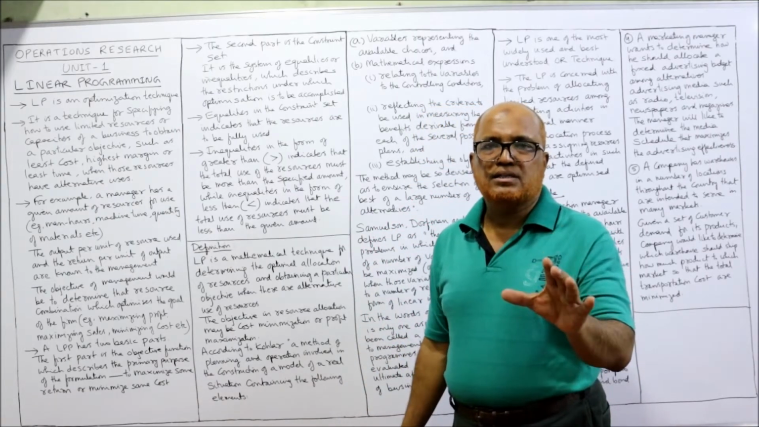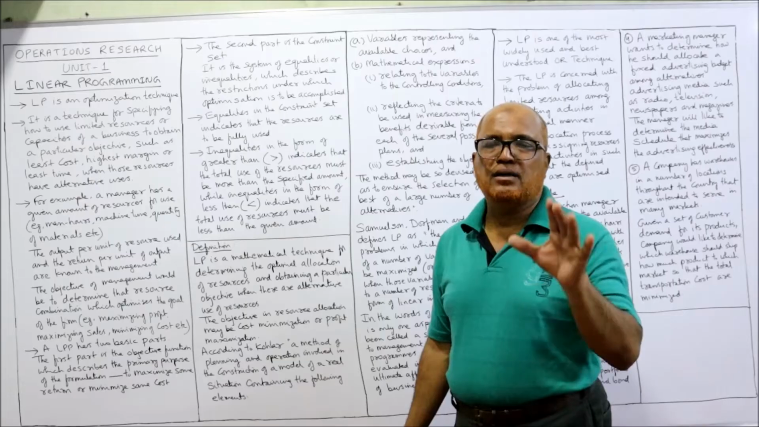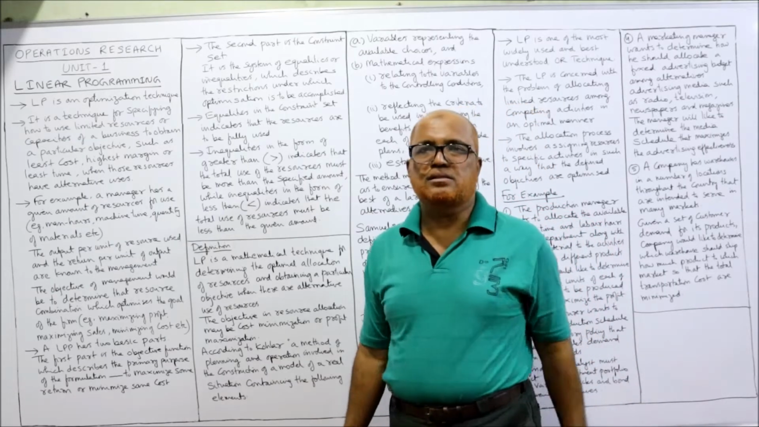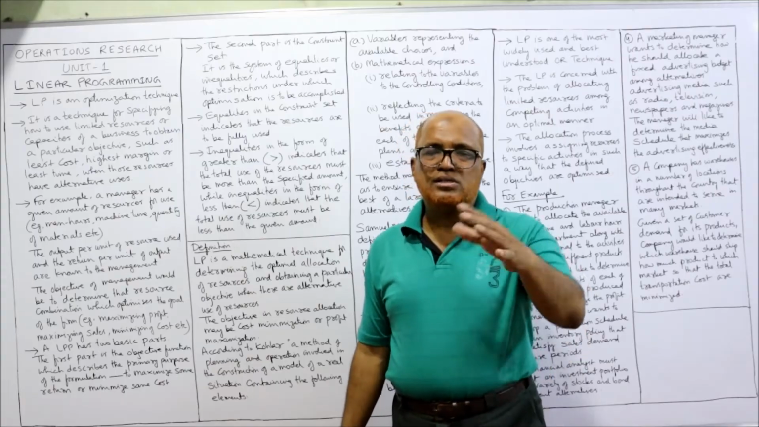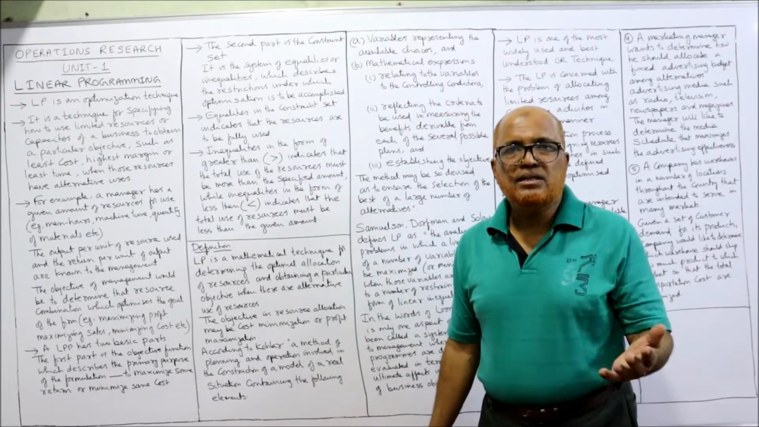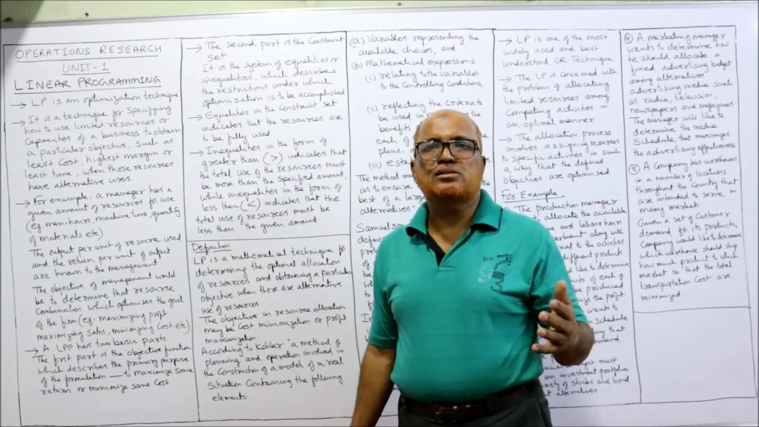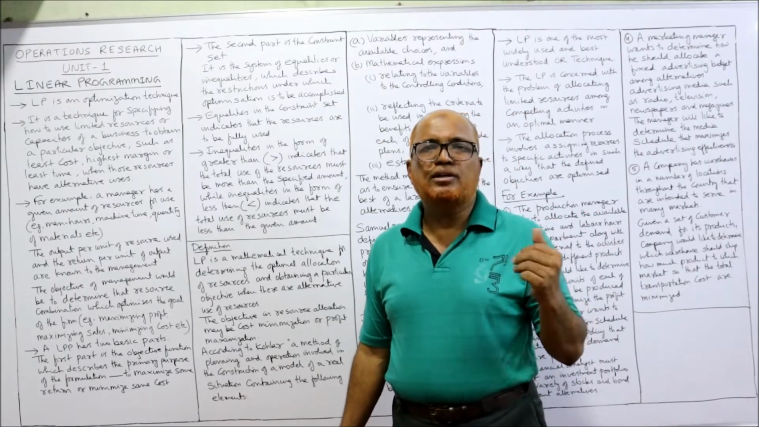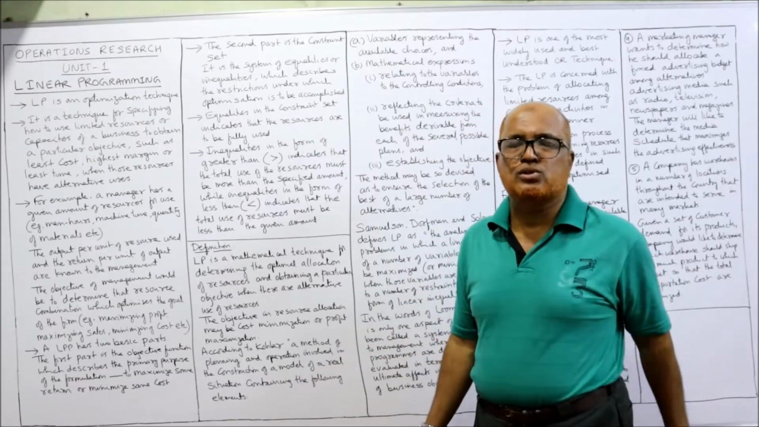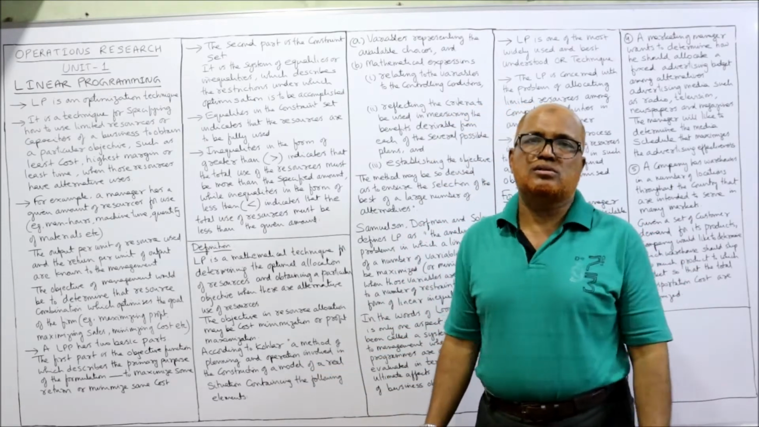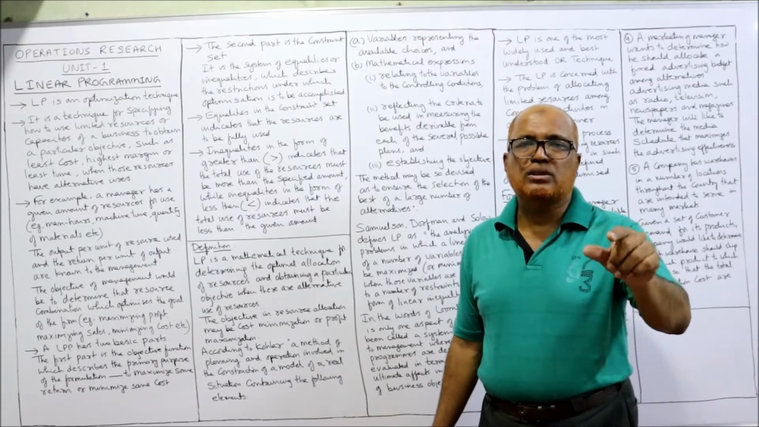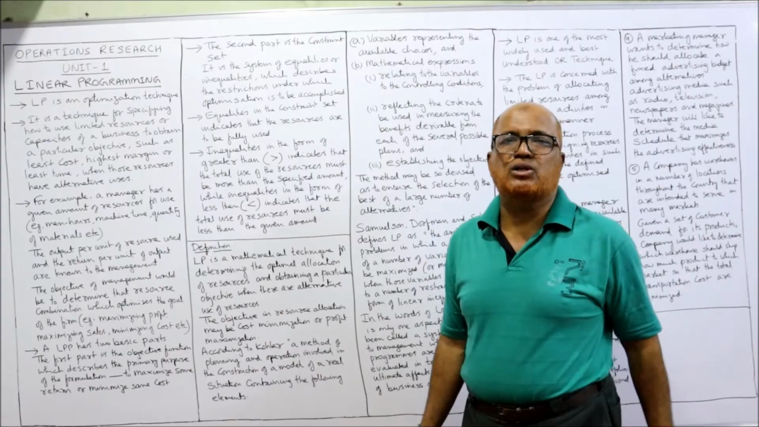So first of all, it's a technique which is applied in order to utilize the resources or capacities, and the resources and capacities are limited. The resources are material, men, machines, machine time, labor time. All these are the resources, but we don't have plenty of resources. We have limited resources. How do we utilize these limited resources so that the objective is achieved?